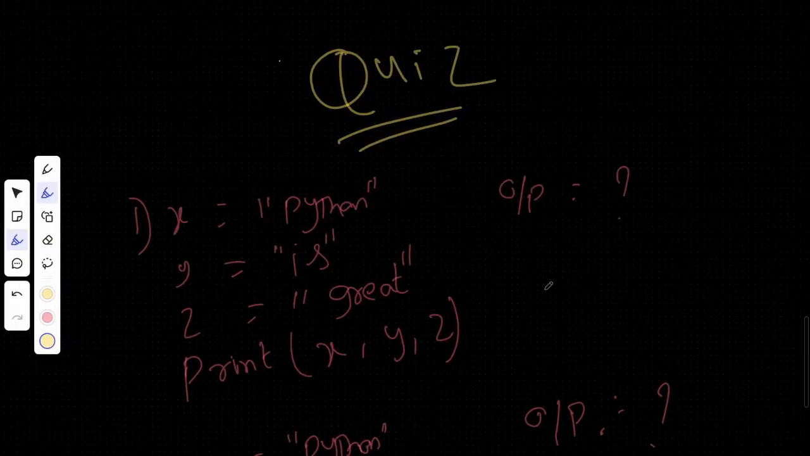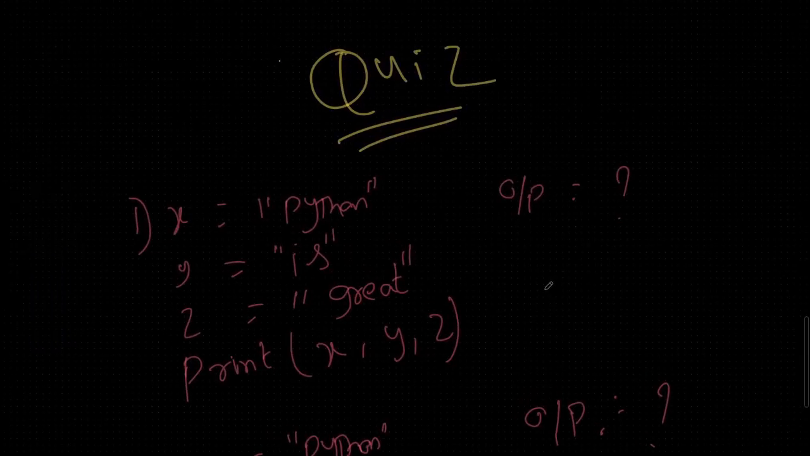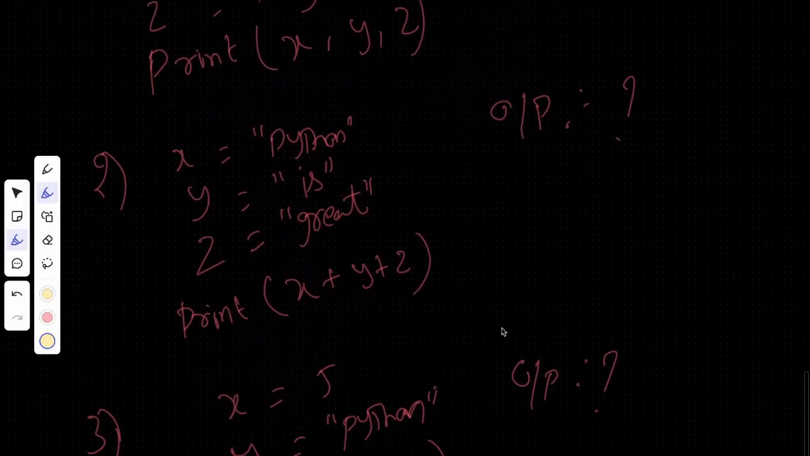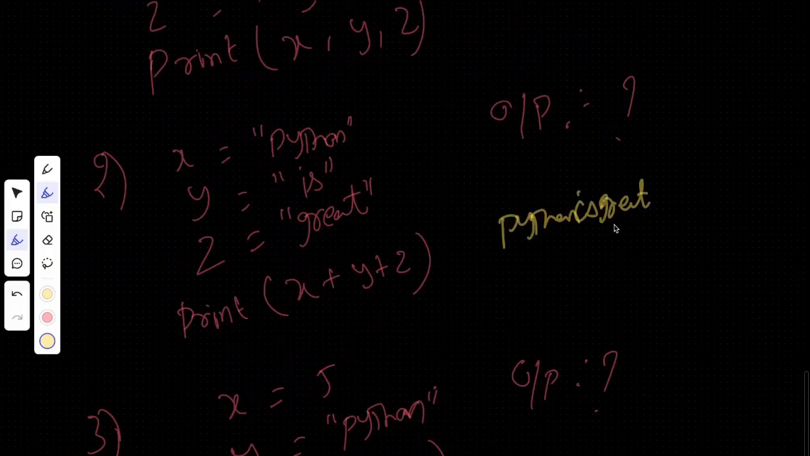First question, input x equal to Python, y equal to is, and z equal to grade. So these are all string data types, don't worry, we will discuss in next. Print x comma y comma z. When we use comma separated variables, Python will put a space between the variables. So the output is, Python is grade. And next one, same input but we are printing x plus y plus z. We are trying to add the variables, all three are the same data types. The output is there is no space between the variables.